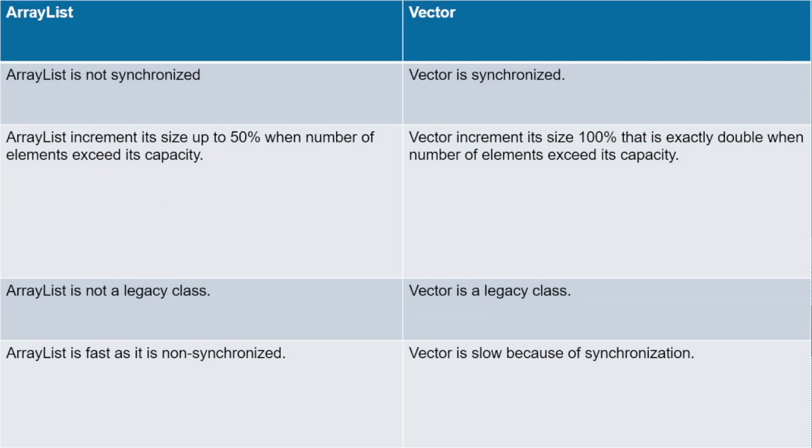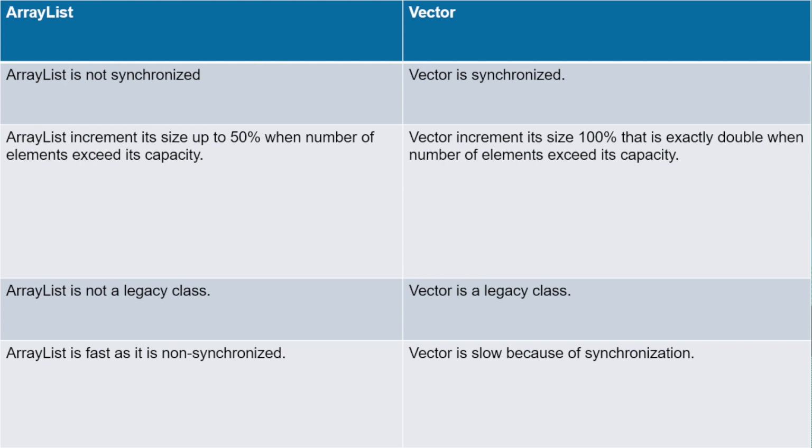Next is the difference between ArrayList and Vector. This is our last topic of video part 2. So ArrayList is not synchronized and Vector is synchronized. That is, Vector is thread safe and ArrayList is not thread safe. ArrayList can increase its size by 50% when the number of elements exceeds its capacity. So when the number of elements exceeds the given size, the ArrayList increases its size by 50%.